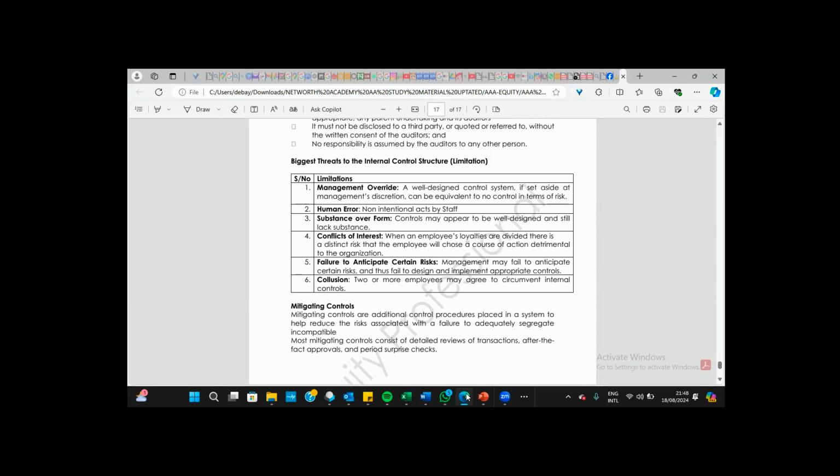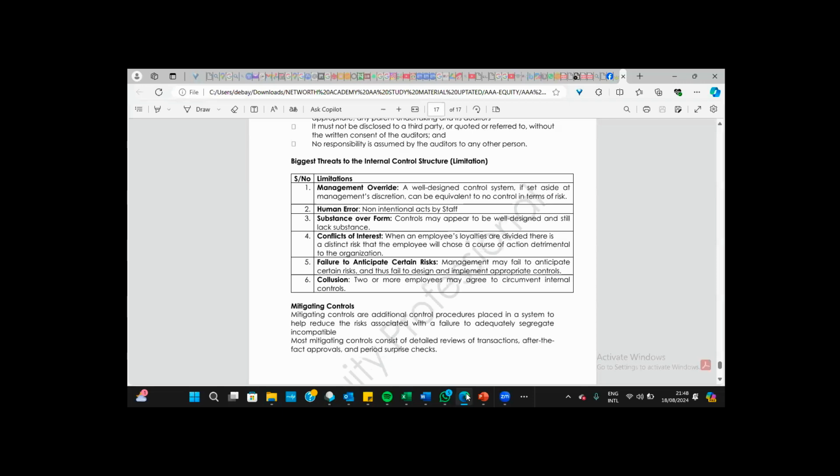What's management override? It is when an already designed internal control system is set aside by management. For instance, you said that for every payment above 1 million naira, they should use two signatories to the account. We're not saying, oh, this 1 million naira is my personal own as a manager or as a director, I really don't want two signatories to sign. That is called management override.